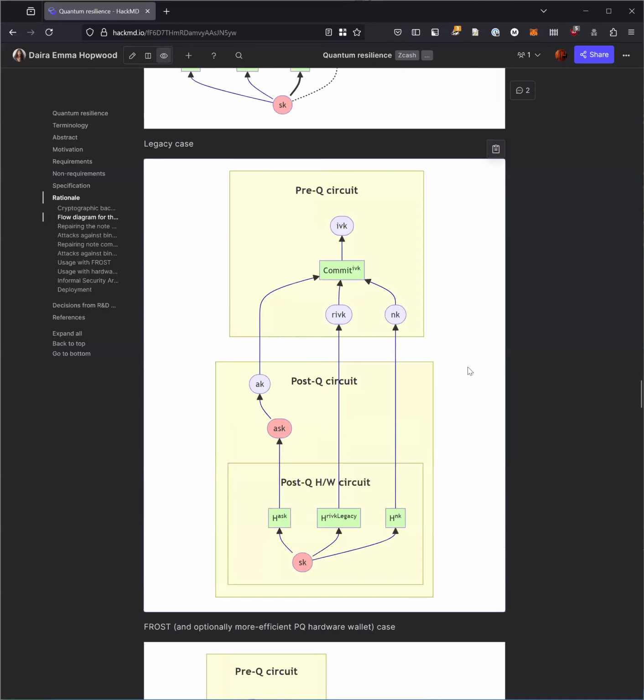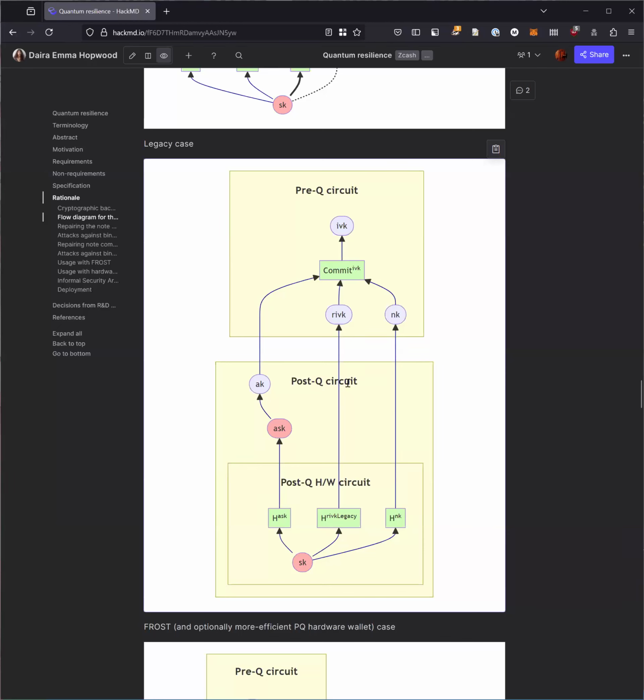So we have this legacy case here where we have this part that's proven in the pre-quantum circuit, which is AK is technically in here as well. AK, NK, and RIVK are all inputs to this circuit. This is quantum vulnerable in that if you only have AK, NK, and RIVK as your inputs, then you can pick an IVK and find any AK, RIVK, and NK that will satisfy it. So you need to bind those three inputs to some prior input.